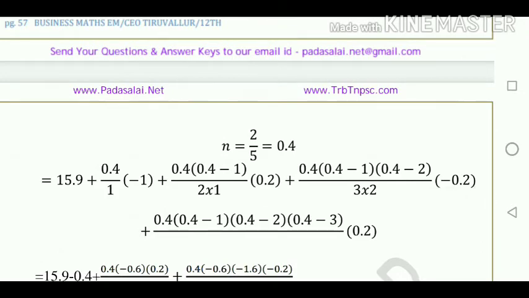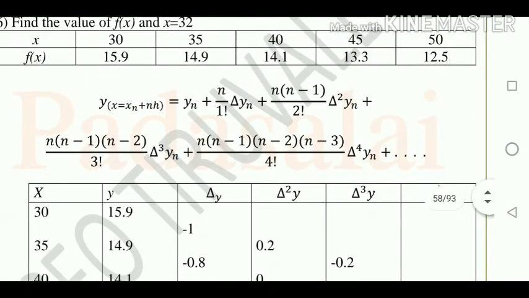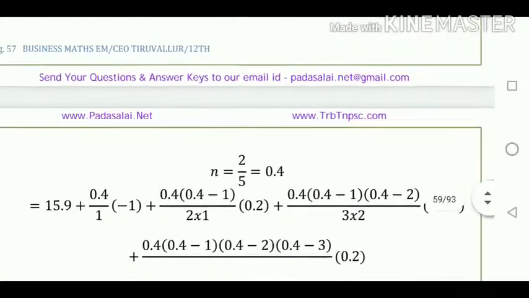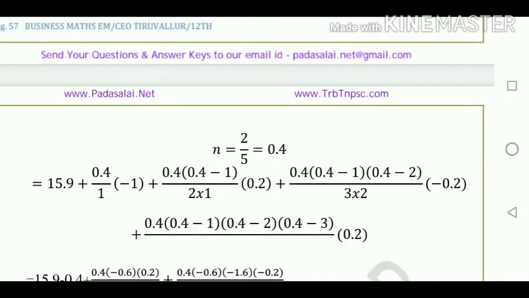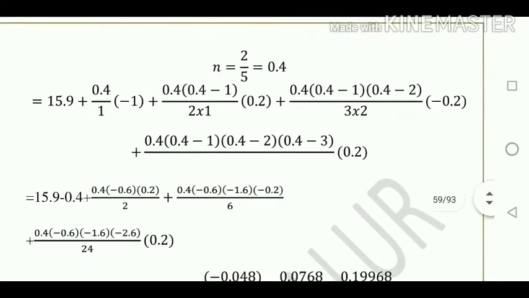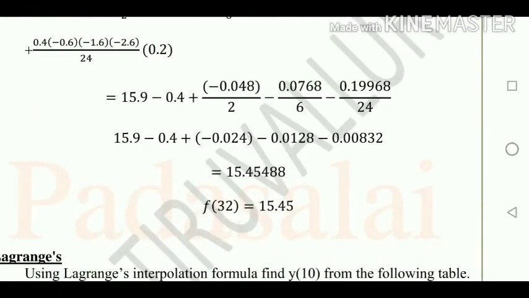Now apply this in the formula which is given already, that is y0 plus n by 1 factorial into delta y0. In that formula we substitute the values of all those things, that is n, y0, delta y0, all those things. Then we find the answer f of 32 equal to 15.45 approximately.